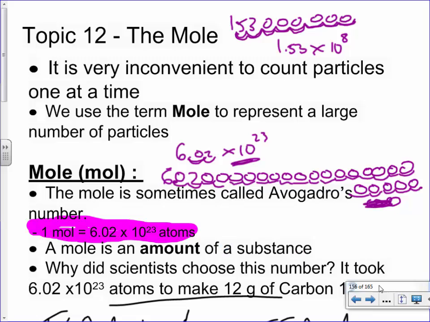Okay. Bit of a side note then. If 1 mole is a lot of atoms, kind of like how a dozen equals 12, does that make sense? The question might arise, well, why did scientists choose this number? It's kind of a random number. So in case it matters to you, scientists chose this number because this is how many atoms make up 12 grams of carbon-12. That's actually the reason behind why they chose this particular number. It wasn't just by accident.